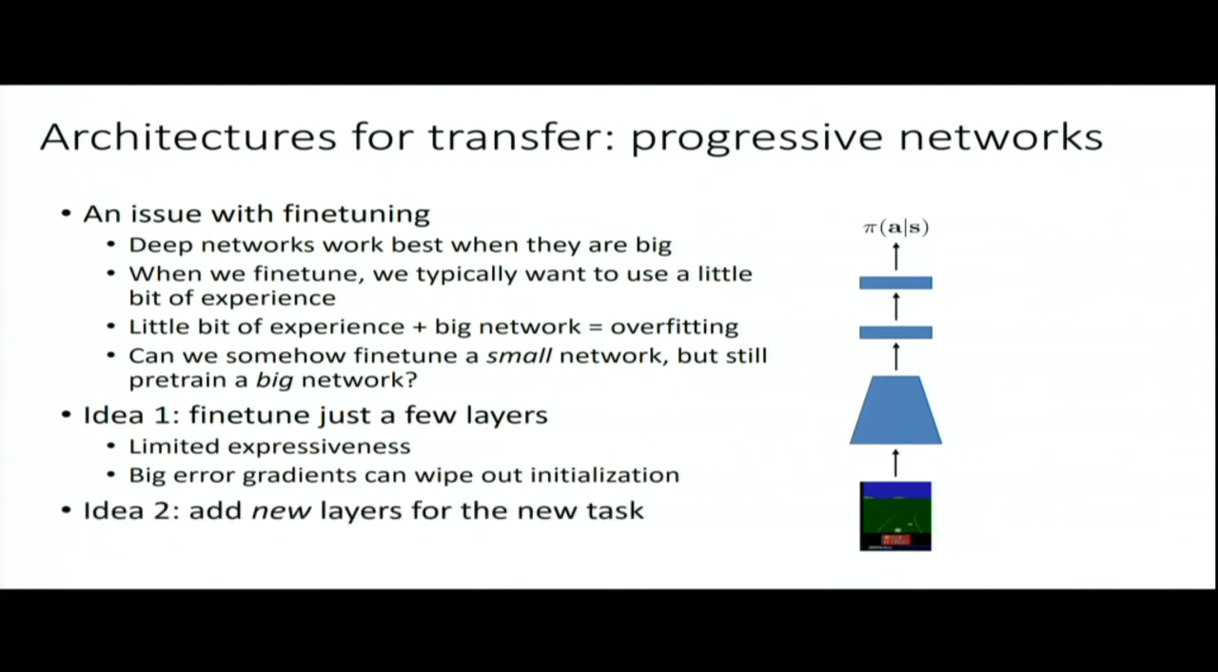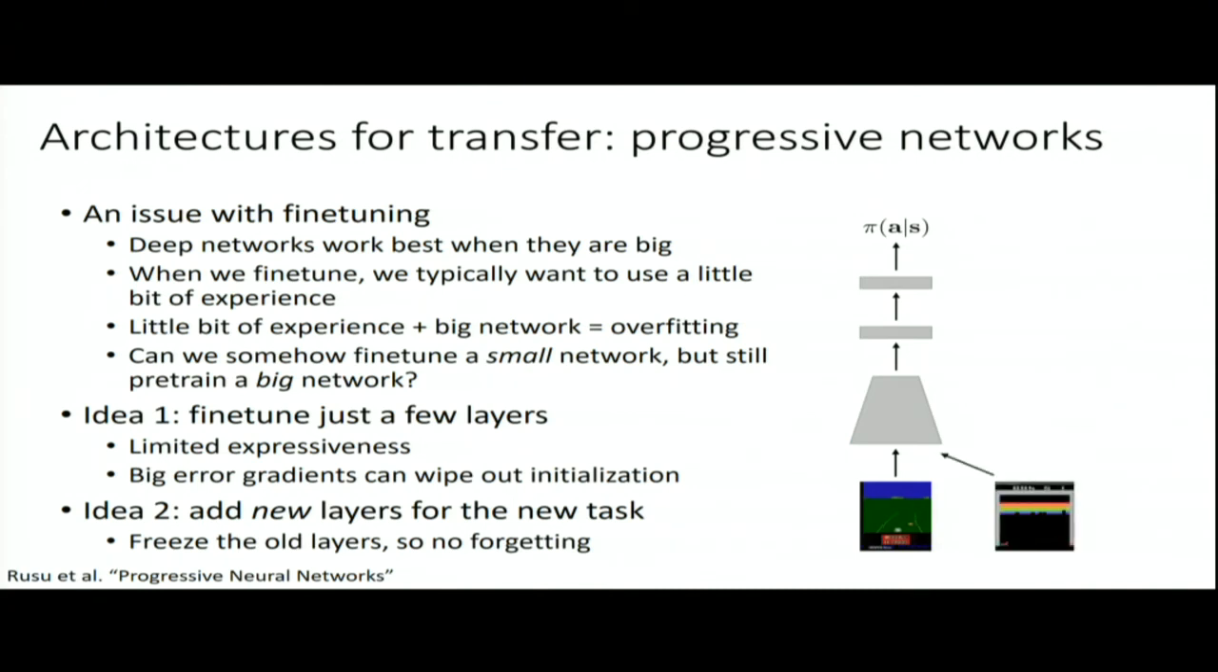So another idea that we can explore is, instead of fine-tuning just a subset of the network, what if we add entirely new layers for our new task? So if we say that, OK, we can handle this many parameters, we can actually freeze all of the old layers. So those can be big and they never change, so there's no overfitting. And then we can add new layers for our new task.